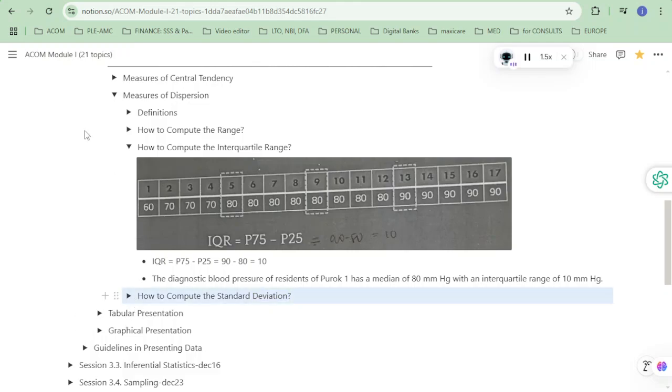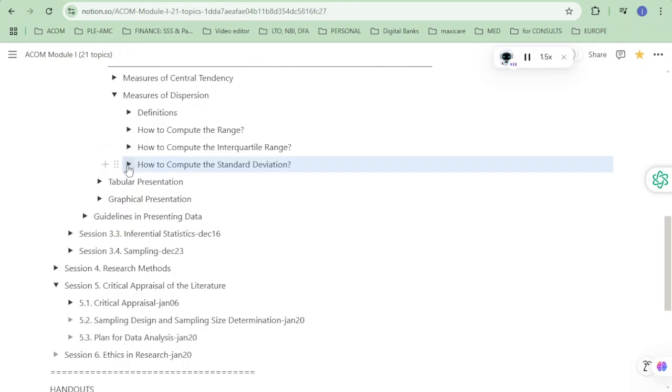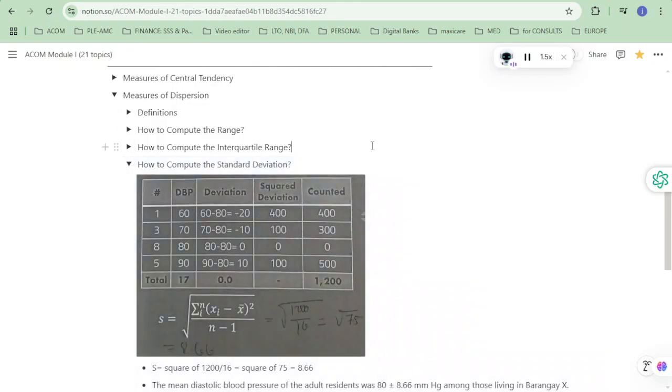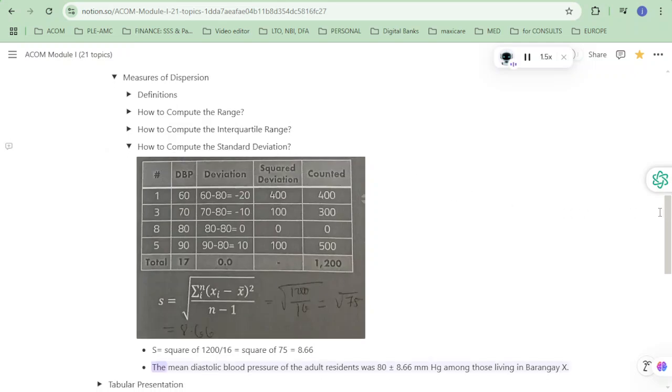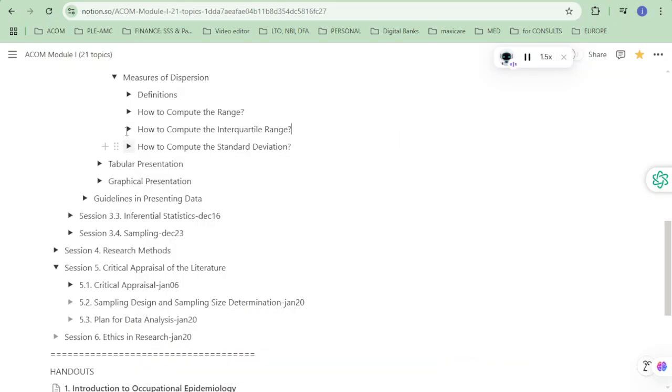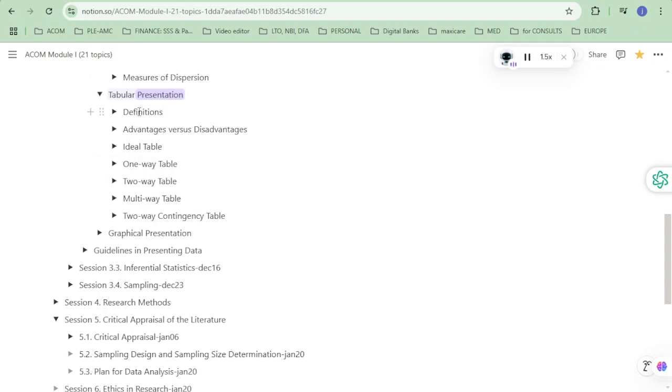S equals square root of 1200/16, equals square root of 75, equals 8.66. The mean diastolic blood pressure of the adult residents was 80 plus or minus 8.66 mmHg among those living in Varanasi X. Tabular presentation.